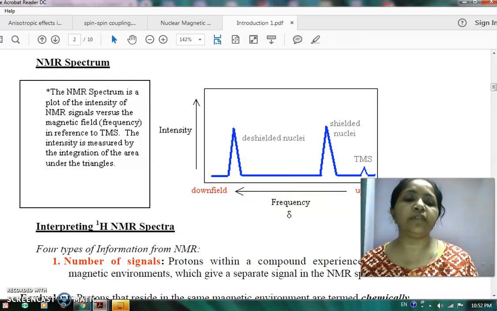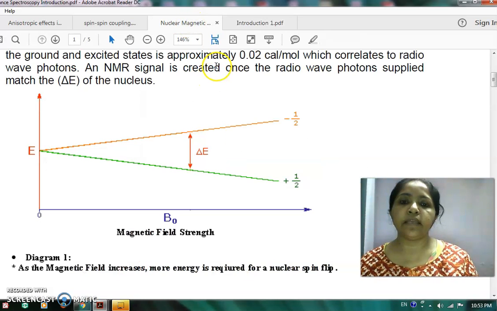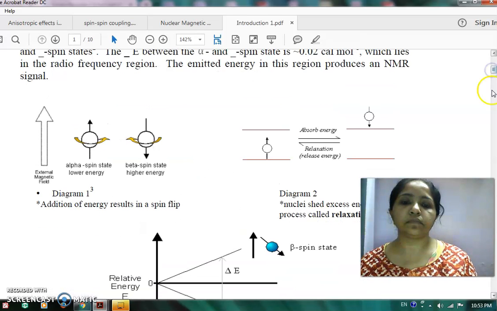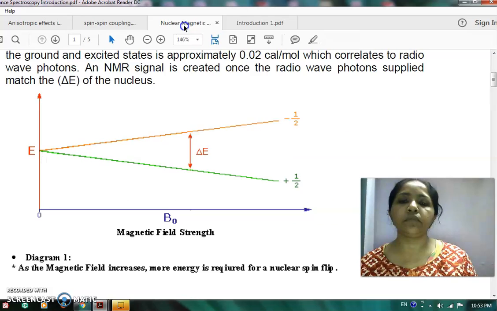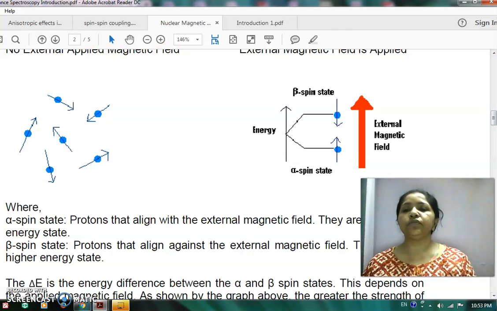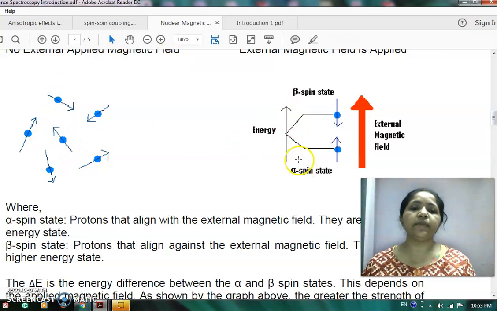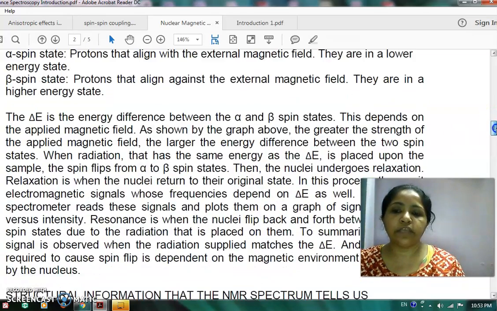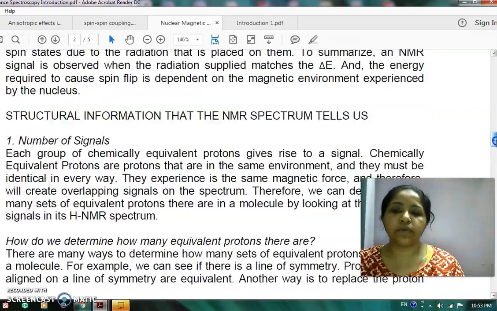So we have certain terms like upfield and downfield. We'll see that. Before the magnetic field is applied, we see it is totally random. Once the magnetic field has been applied, it will align in one direction. It can align upfield, and it can align opposite to the applied magnetic field, that is downfield. This particular energy gap we have also discussed.